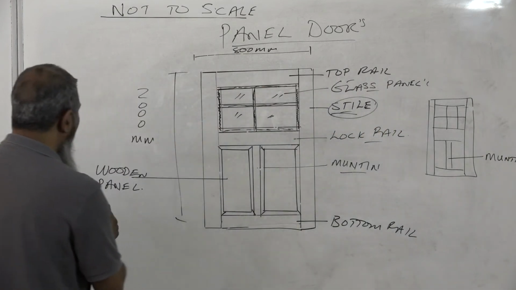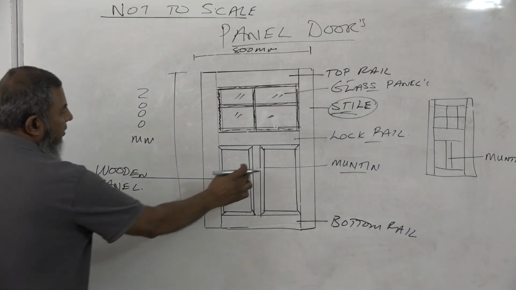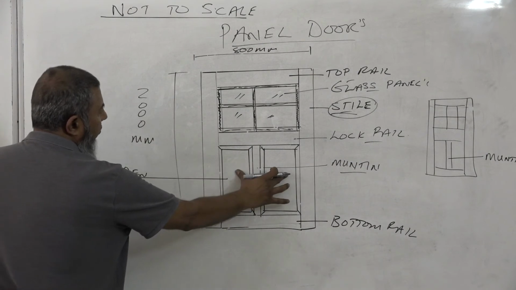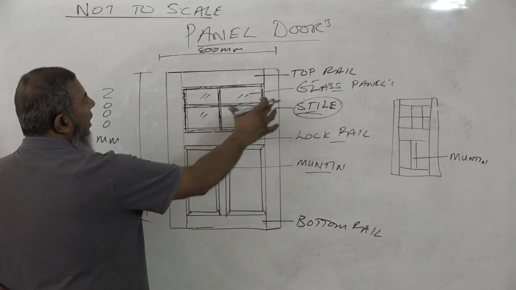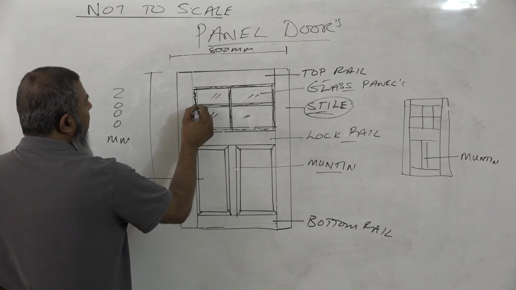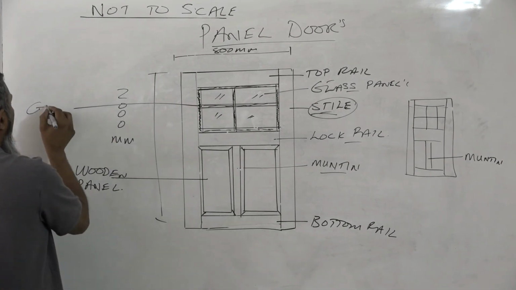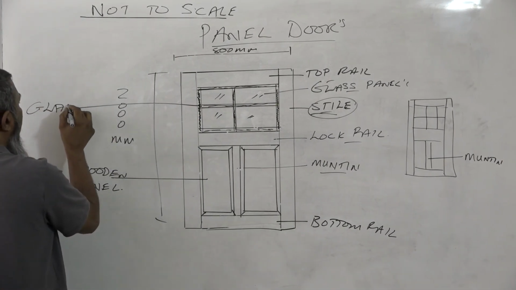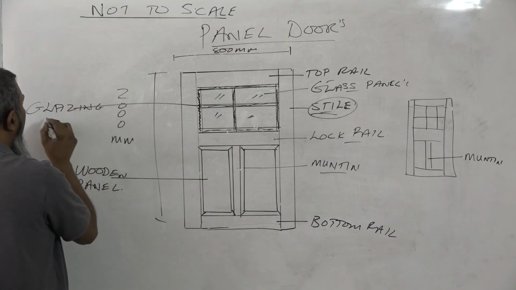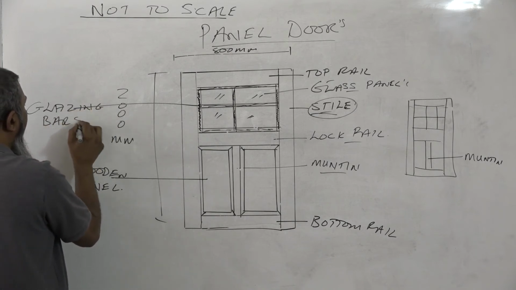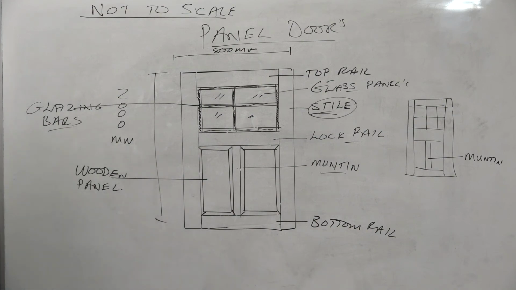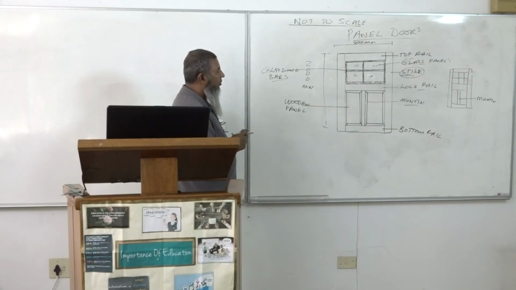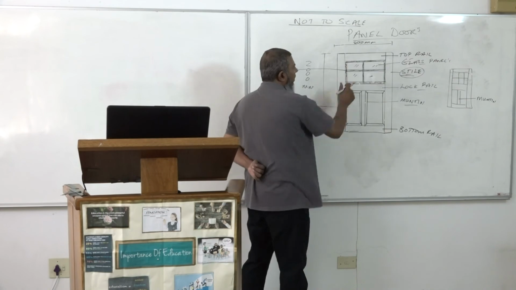If we are dividing wood, we use a muntin to separate wooden panels. If we are using glass, we use glazing bars to separate glass panels. Door size 2 meters by 800.